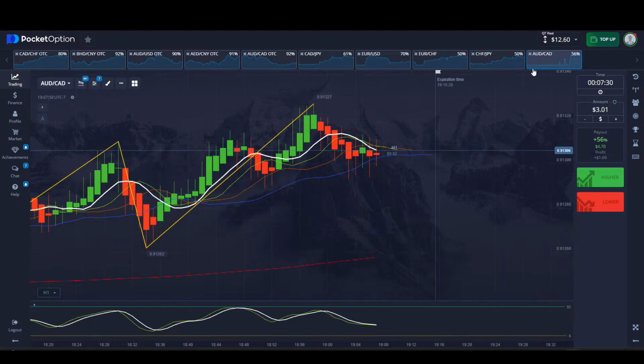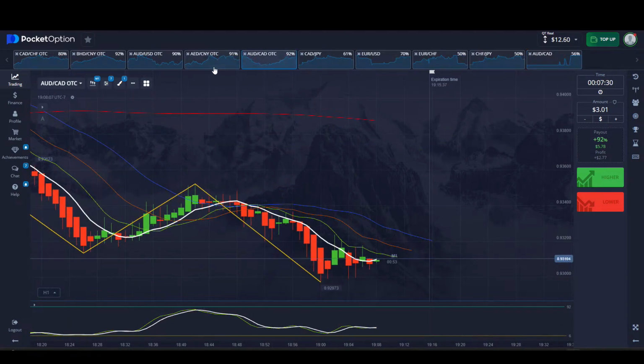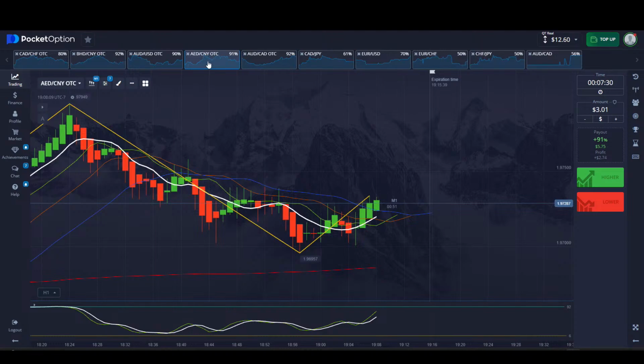AUD CAD. All right. Look at that. Side movement. Dangerous, dangerous, dangerous. I do not get involved with those right there.